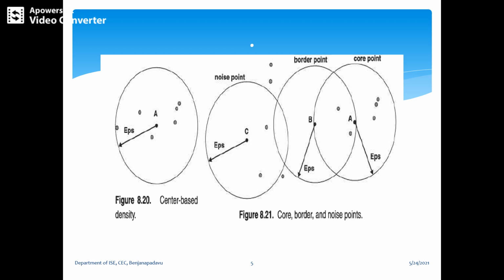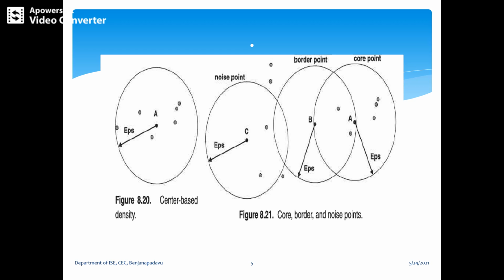This threshold is also a user-specified parameter. In this figure, the point A is a core point for the indicated radius Eps, where the radius is less than or equal to 7. So the radius will be from here to here, 7, less than or equal. Similarly, the next point, the border point, we are going to discuss.